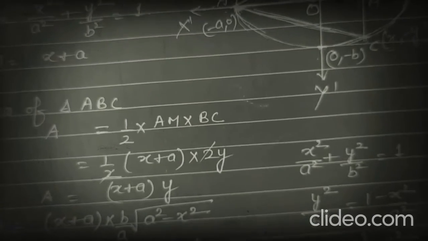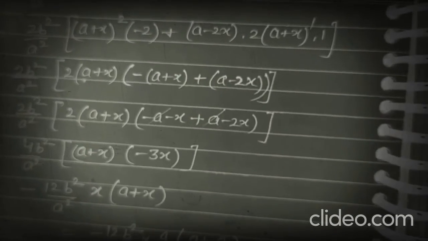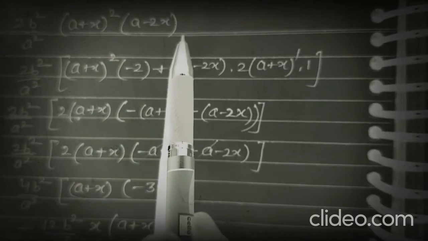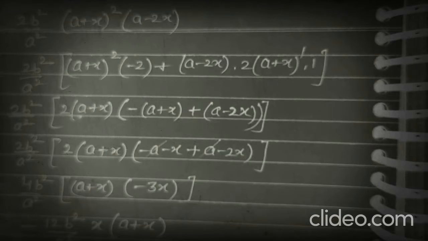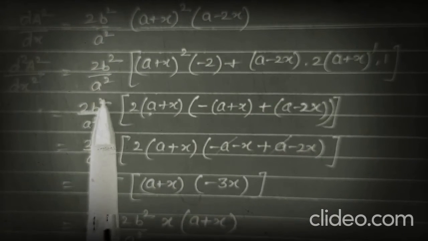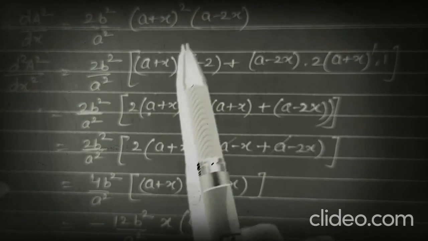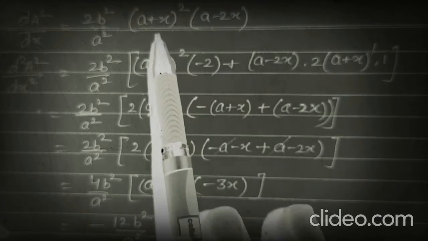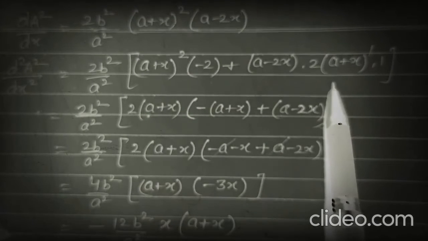Now we will take the second order derivative. So what is the first order derivative? First order derivative is 2b square into (a plus x) whole square into (a minus 2x). Now what is the second order derivative here? D square A upon dx square is equal to 2b square upon a square, (a plus x) whole square into this as it is, derivative of this. We will use the product rule for finding the derivative of this: first as it is, derivative of second, plus second as it is, derivative of first.